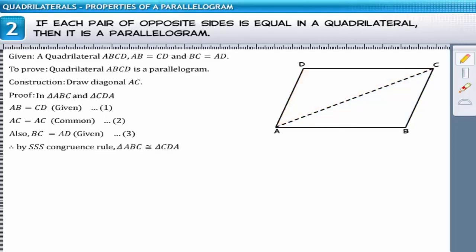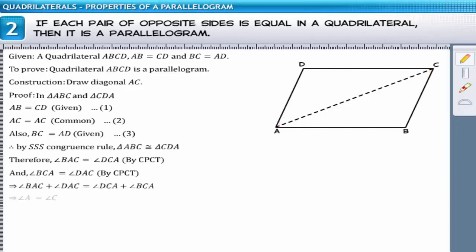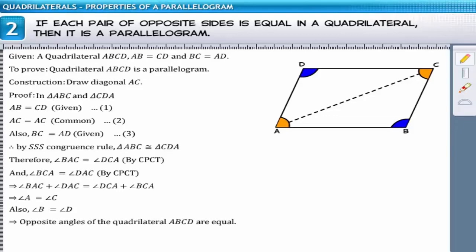Now, since the corresponding parts of congruent triangles are equal, angle BAC is equal to angle DCA, and angle BCA is equal to angle DAC. On adding, we get angle A is equal to angle C. Also, angle B is equal to angle D by CPCT. That is, opposite angles of the quadrilateral ABCD are equal.